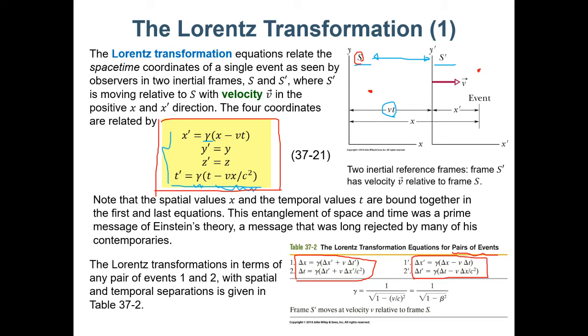Actually, it is not so difficult, because you just write it as x1 prime equals gamma times x1 minus vt1, and x2 prime equals gamma times x2 minus vt2, and then you subtract them, then it will become this one, delta x prime. And likewise, you can get this one like this. And for this one, you make it t1, t2, t1 prime, t2 prime, and then you subtract them, then you get delta t and delta t prime here.